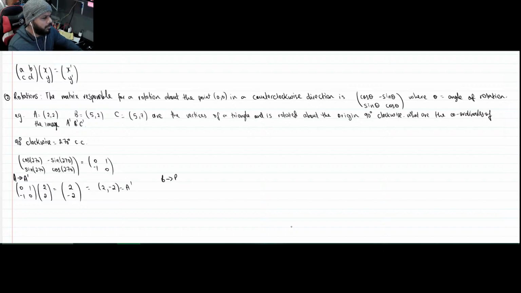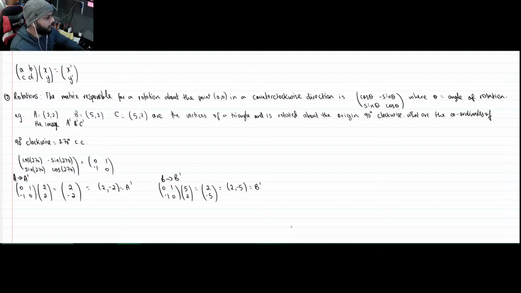For B to B prime, I'll have the same rotation matrix 0, 1, minus 1, 0, but this time I'm multiplying by the point B, bring it in the column vector form, 5, 2. 0 by 5 plus 1 by 2 is 2, minus 1 by 5 plus 0 by 2 is minus 5. Bring it into coordinate form now, which is 2, negative 5, which is equal to B prime.